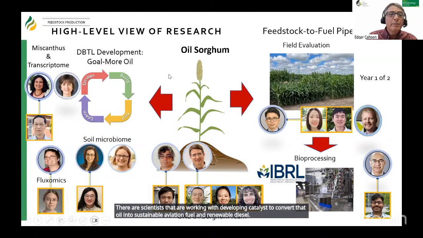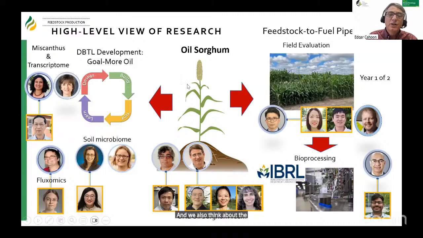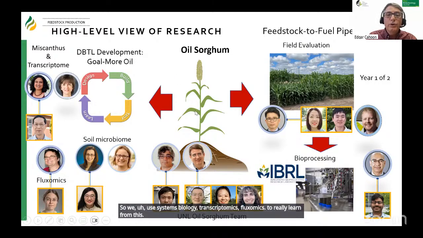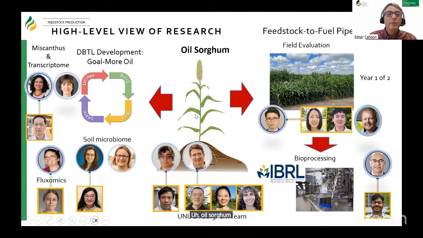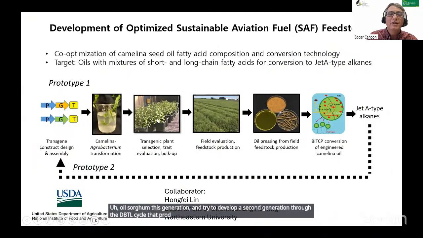And we also think about the DBTL cycle. So we have a level of oil, we think we could do better. So we use systems biology, transcriptomics, fluxomics to really learn from this oil sorghum, this generation, and try to develop a second generation through the DBTL cycle that produces more oil.